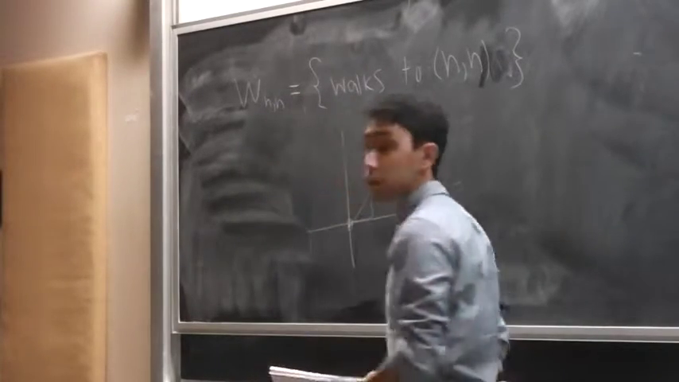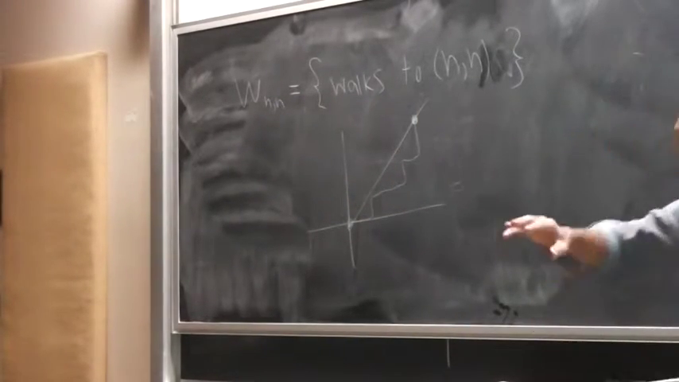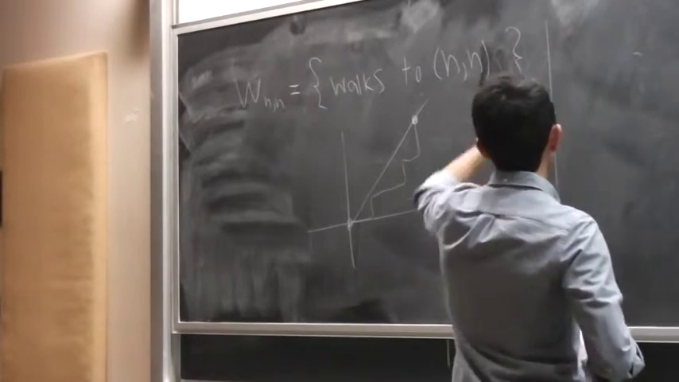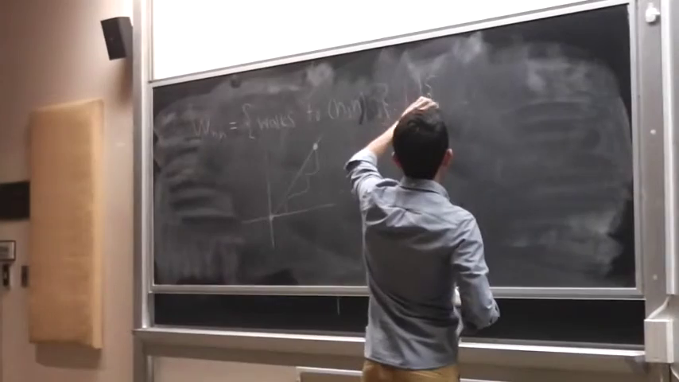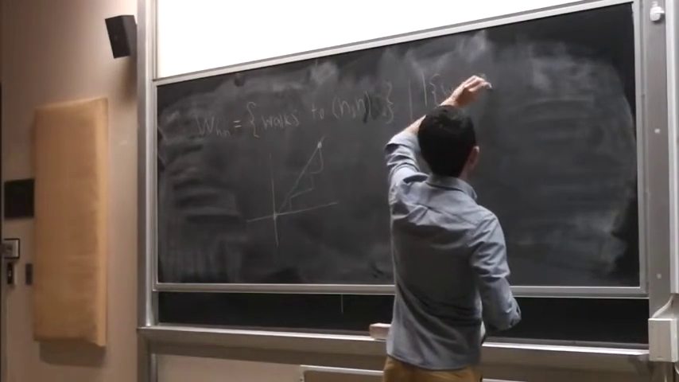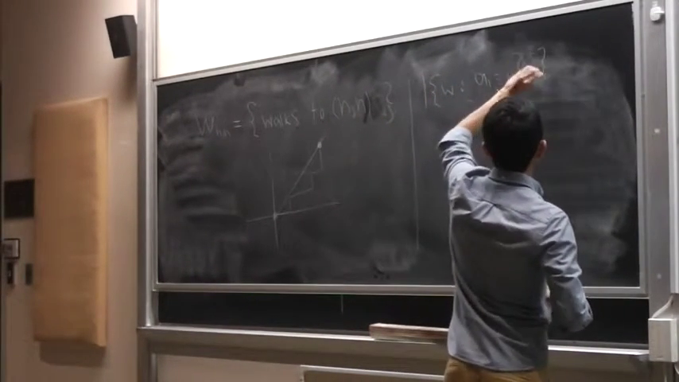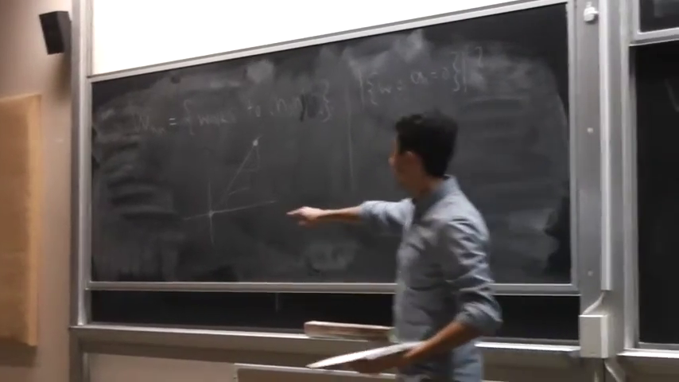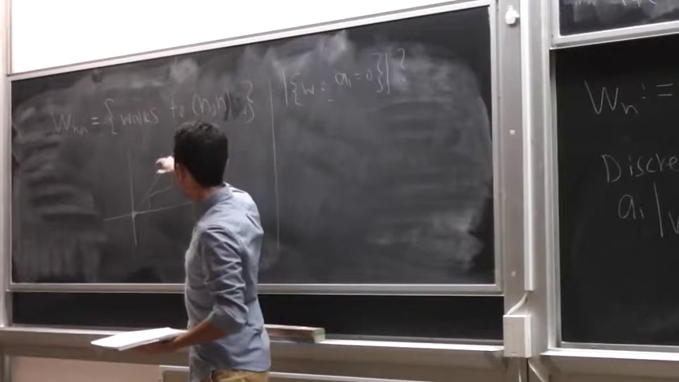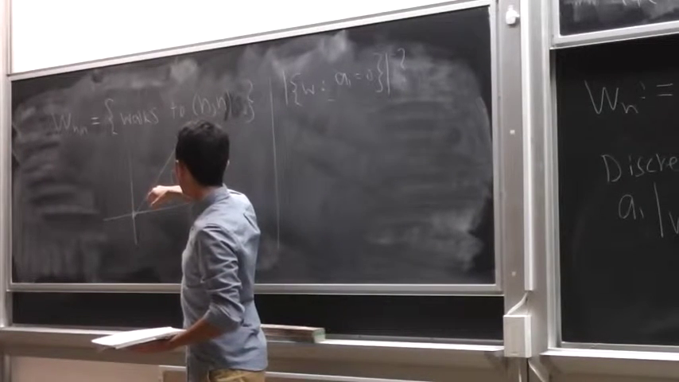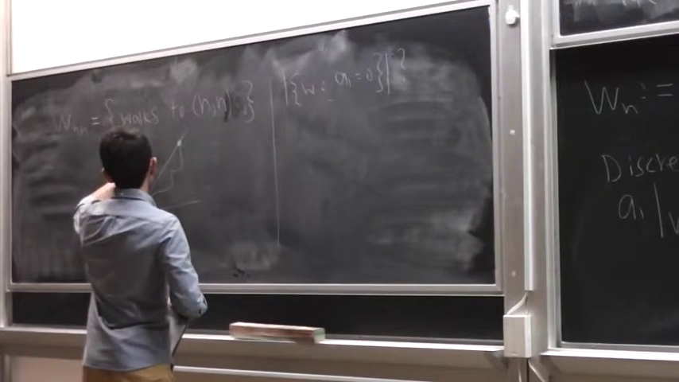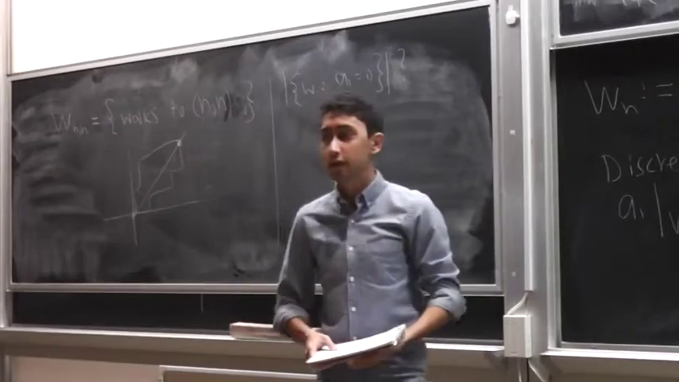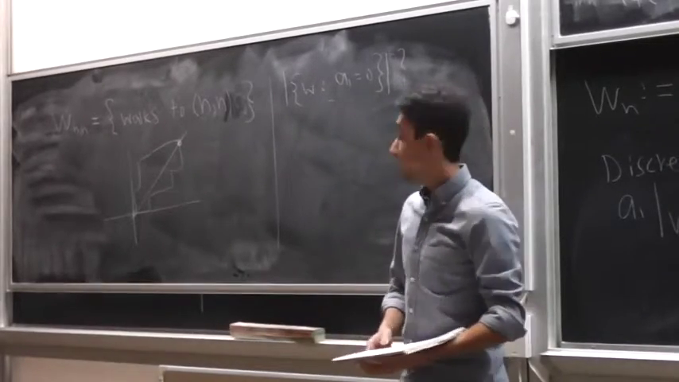So one interesting problem is, how many of these have a1 equals 0? What's the size of the set of walks in W such that a1 equals 0? In other words, how many walks go from here to here, but never go below the axis? I guess I drew this wrong. So always staying above, in other words, you're always winning. Does anyone remember? Yeah, it's just the Catalan number. They're the Catalan numbers.